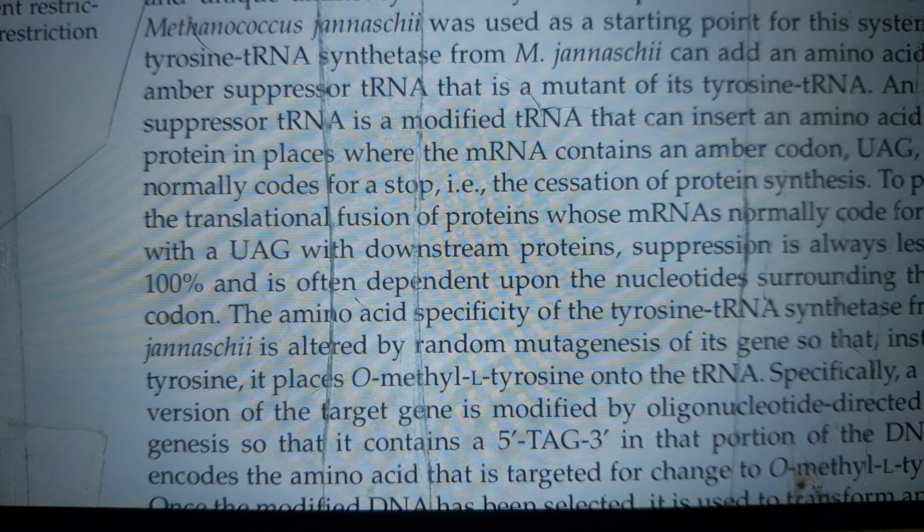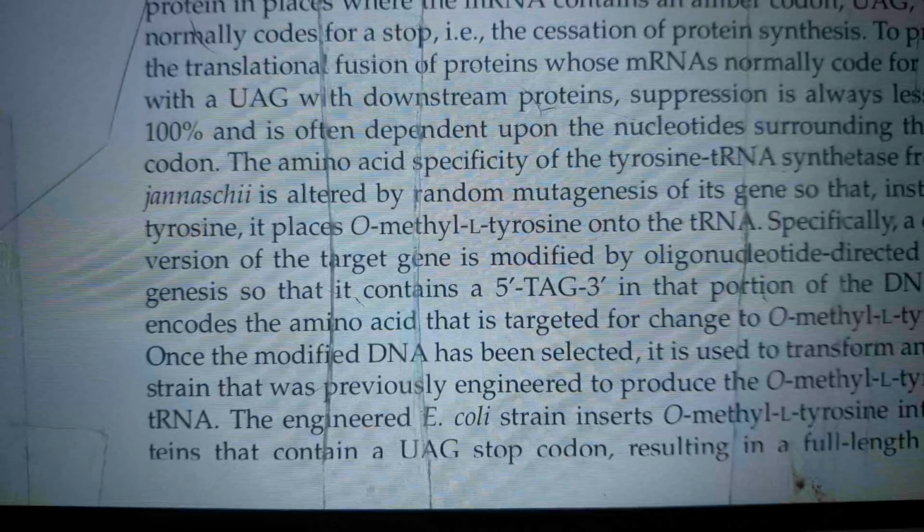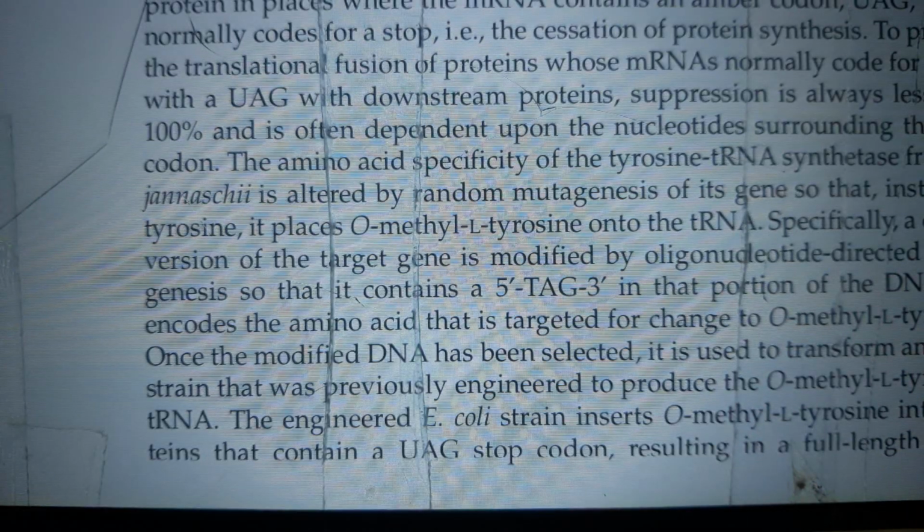The tyrosine tRNA synthetase from M. jannaschii, I think that's how it's pronounced, can add an amino acid to an amber suppressor tRNA, that is a mutant of its tyrosine tRNA. An amber suppressor tRNA is a modified tRNA that can insert an amino acid into a protein in places where the mRNA contains an amber codon.